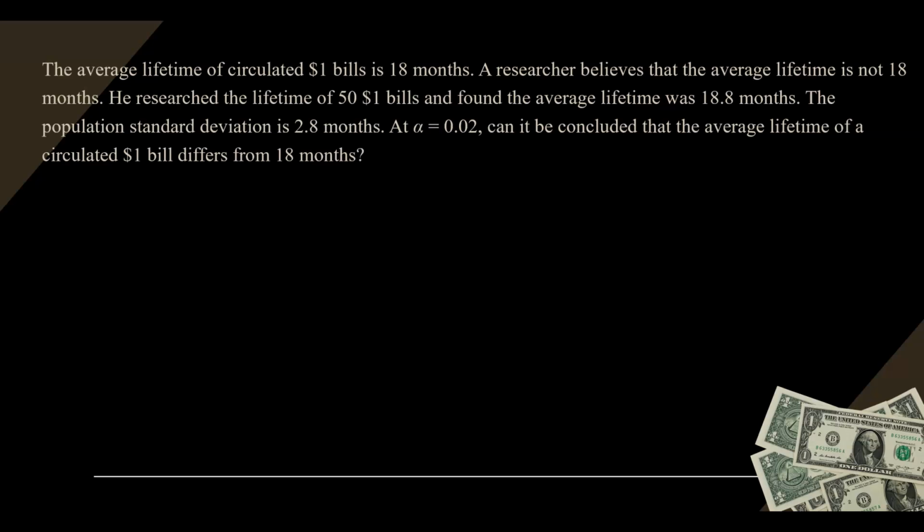He researches the lifetime of 50 $1 bills and finds that the average lifetime is 18.8 months. This is something that we figure out from a sample of actually checking it out. And the population standard deviation is 2.8 months. At alpha equals 2%, can it be concluded that the average lifetime of a circulated $1 bill differs from 18 months? I encourage you to pause here and try to state the null and the alternative.